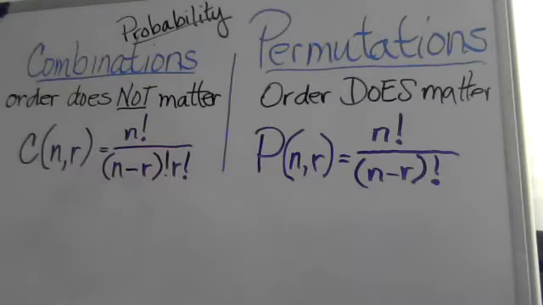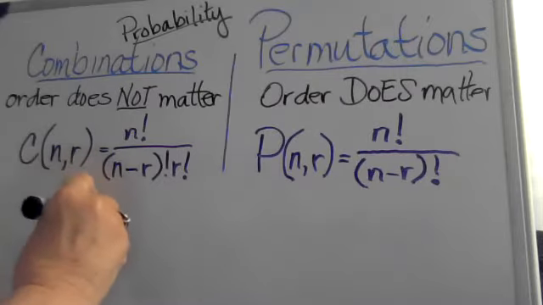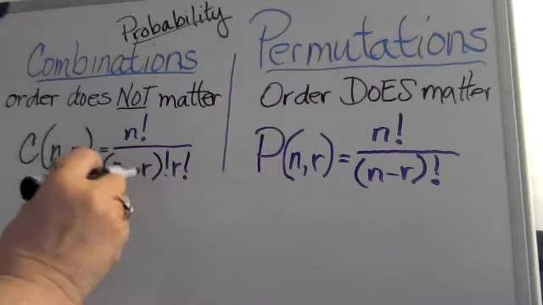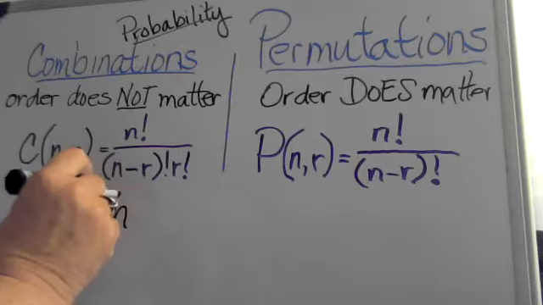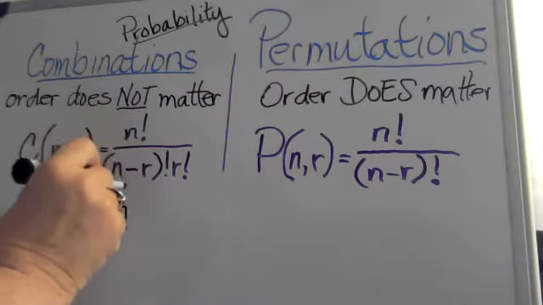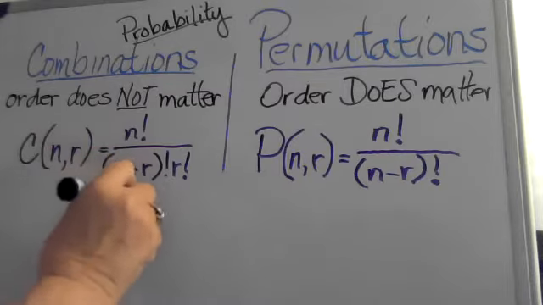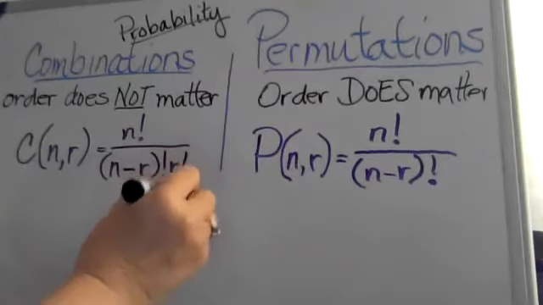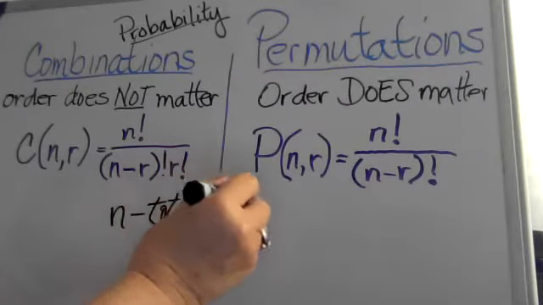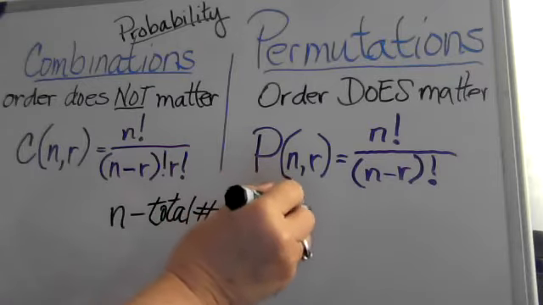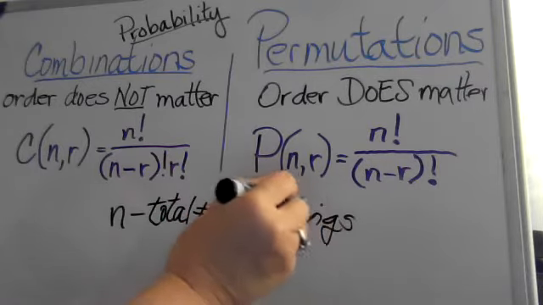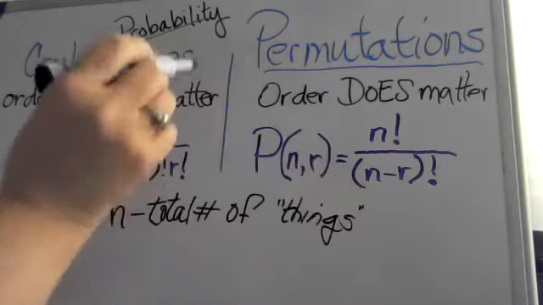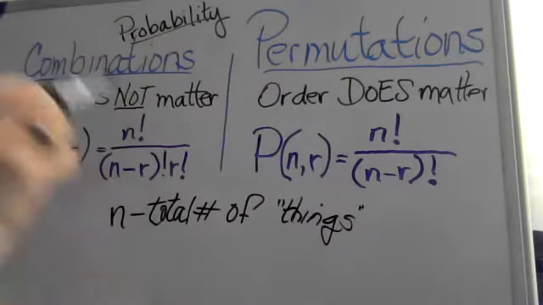Now, we talked about factorials yesterday, so all I need to do now is tell you what these letters stand for. N stands for the number, the total number of things. Okay, that's a very weird definition, but that's how we're going to use it.